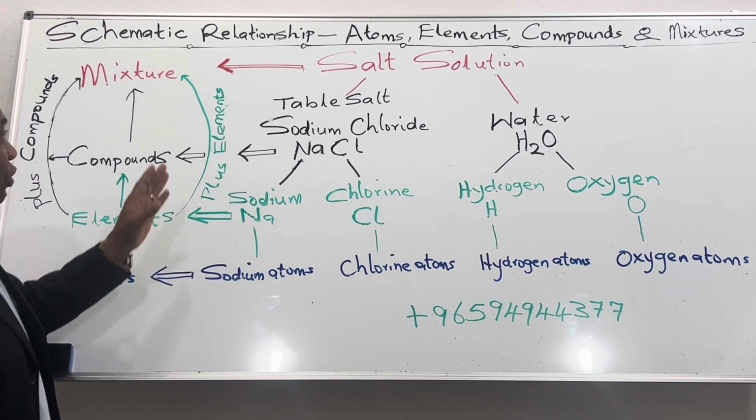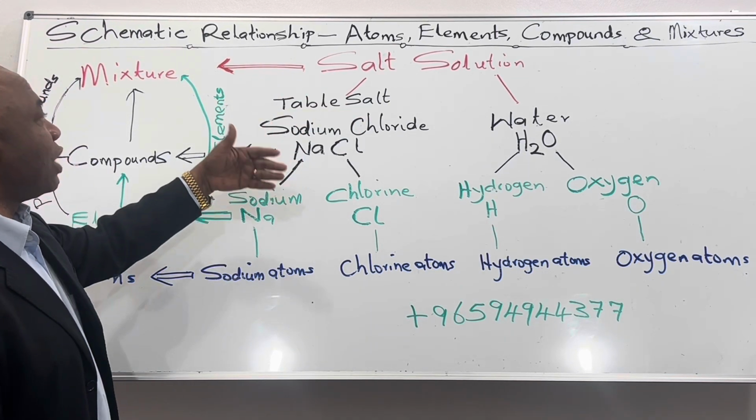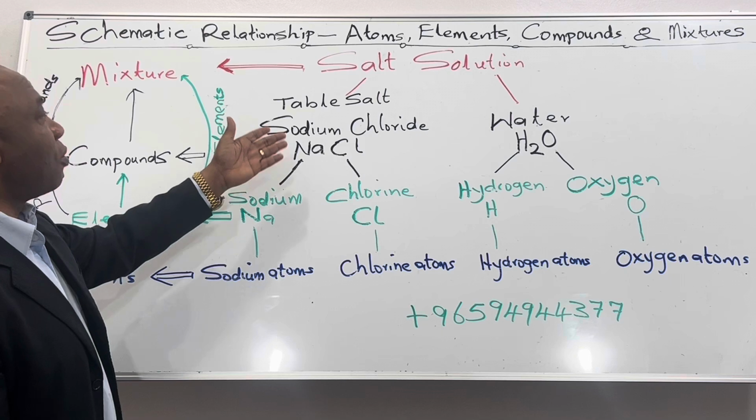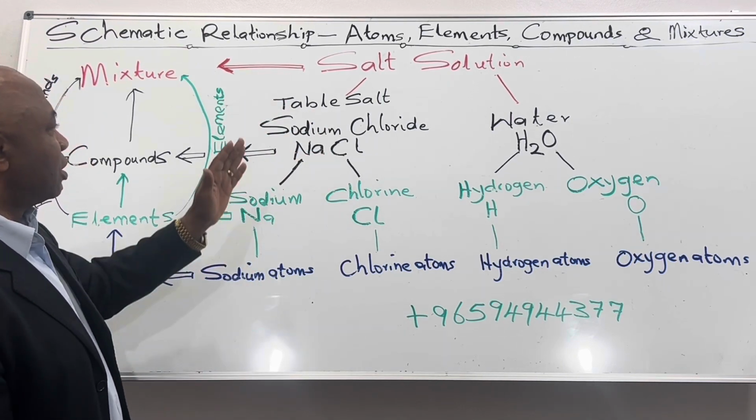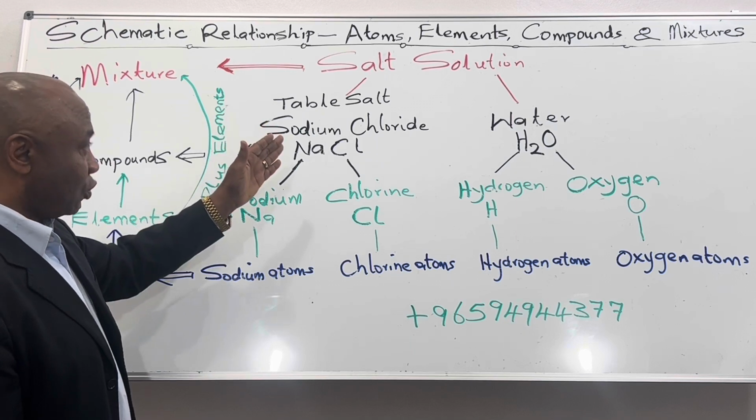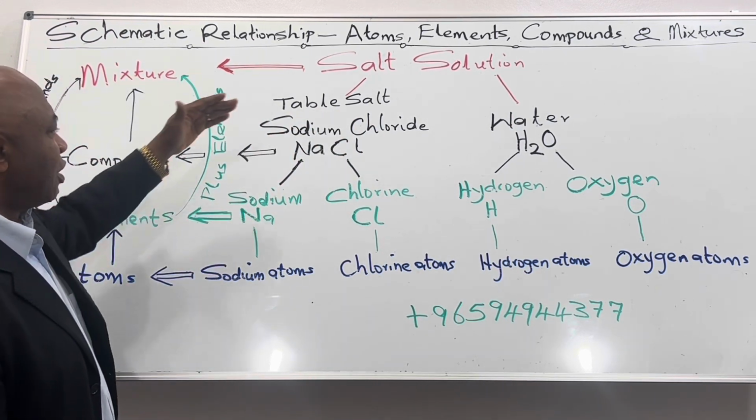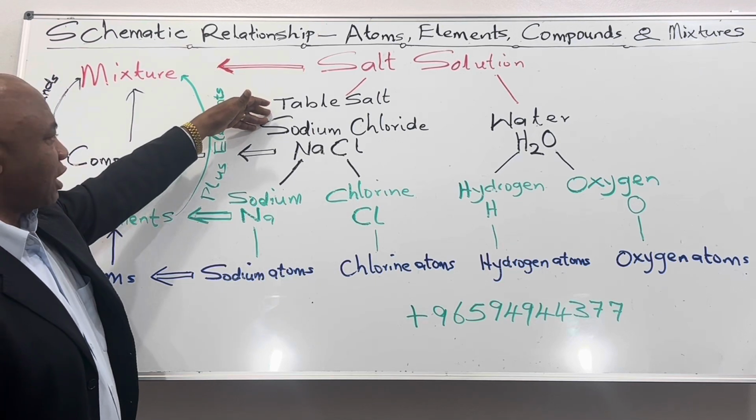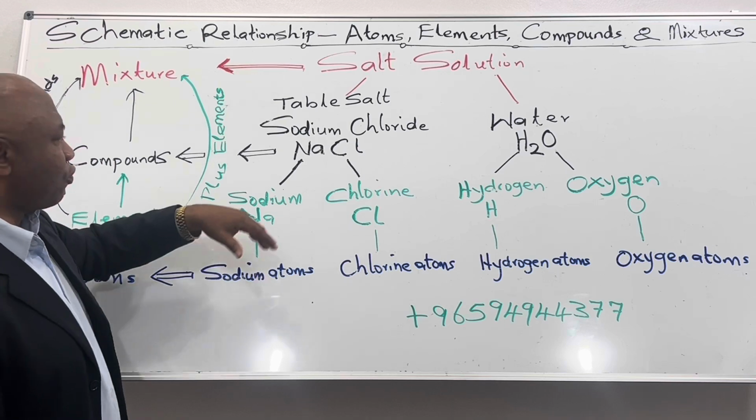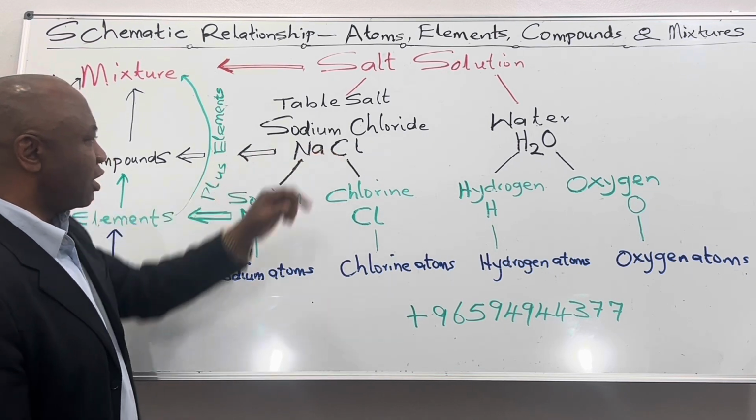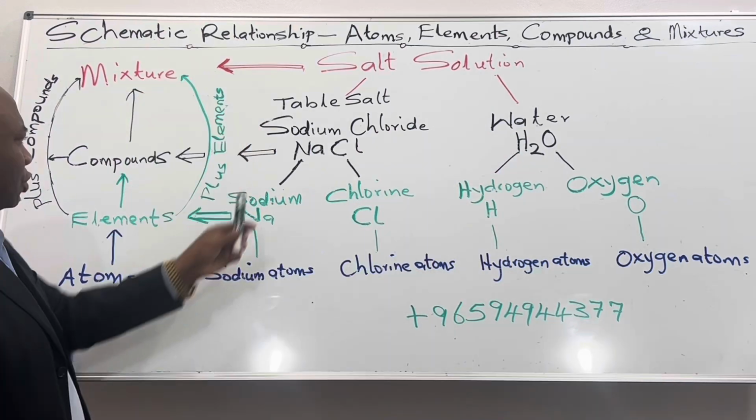The mixture being used here is salt solution. Salt solution is formed when table salt combines with water through a physical process. Table salt, you all know, dissolves in water. The chemical name for table salt is sodium chloride, and the chemical formula is NaCl. The chemical formula for water is H2O.